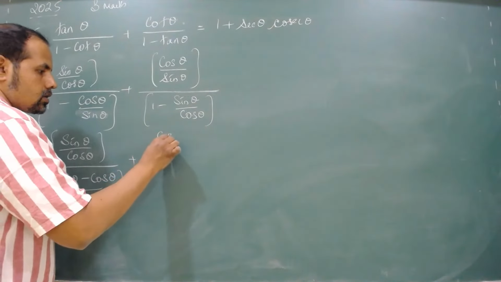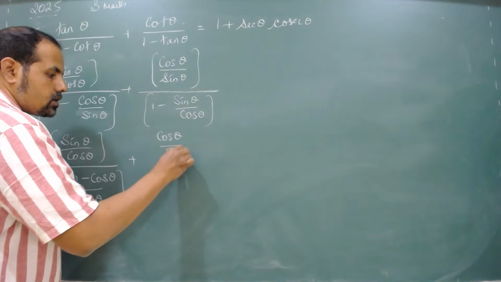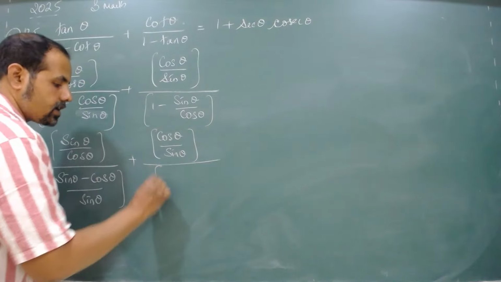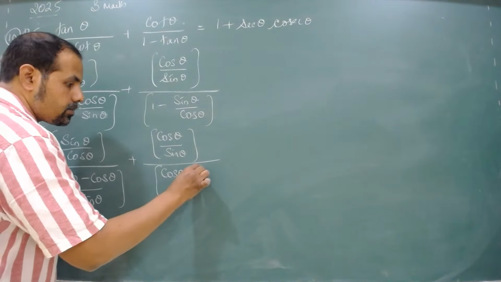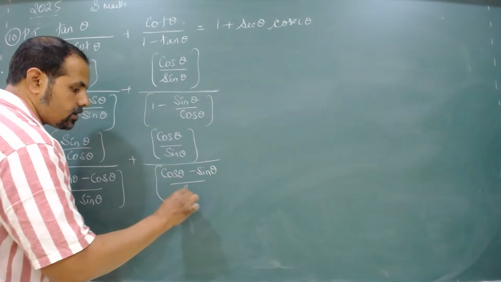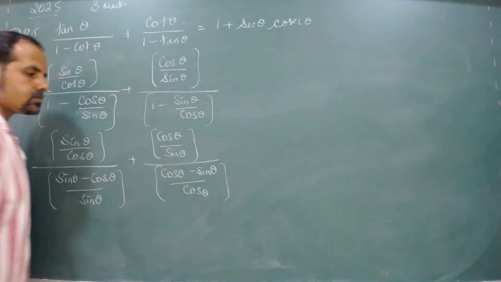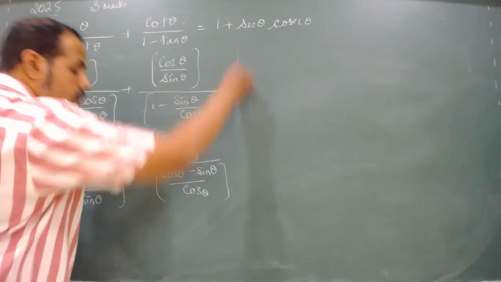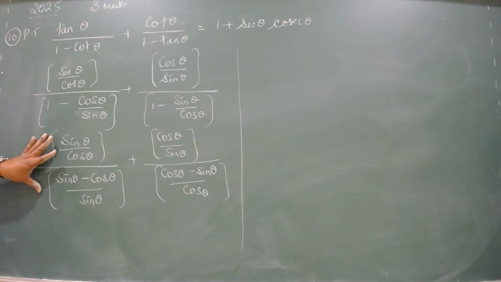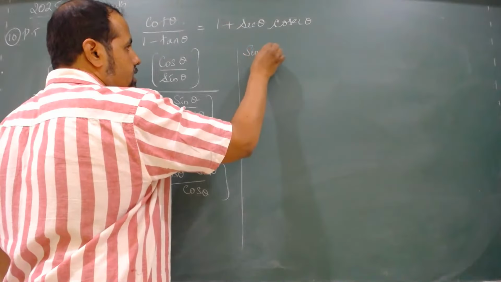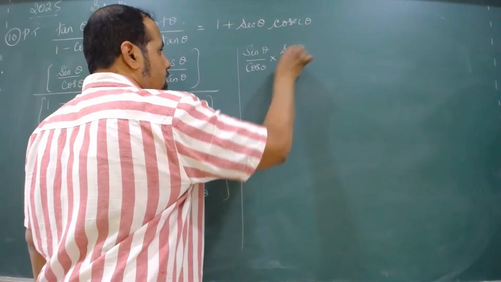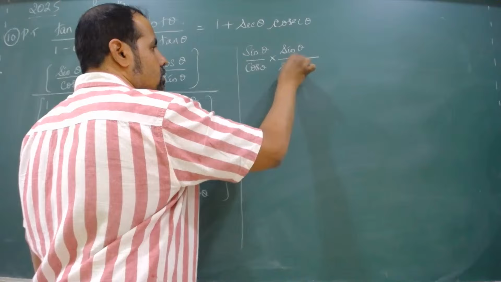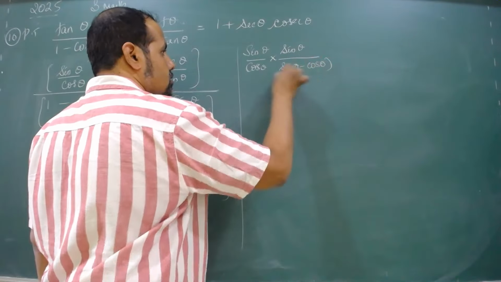plus cos theta by sine theta, whole thing divided by, again let me take LCM for the denominator here, cos theta minus sine theta divided by cos theta. Now, let me simplify the individual terms over here. Let me write that as sine theta by cos theta into sine theta by sine theta minus cos theta.